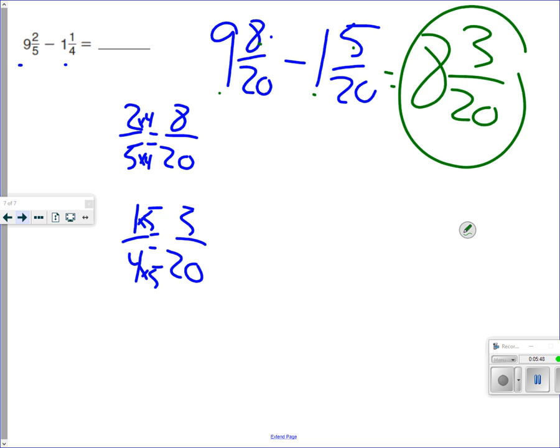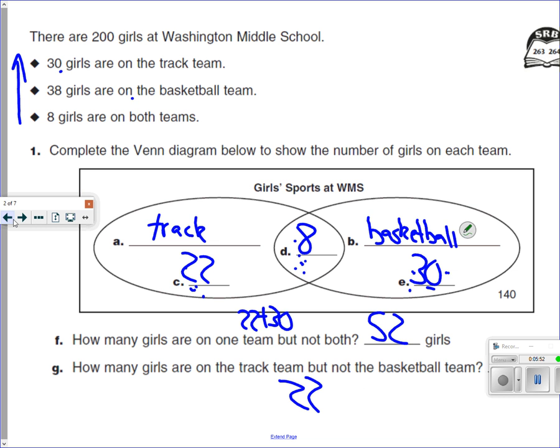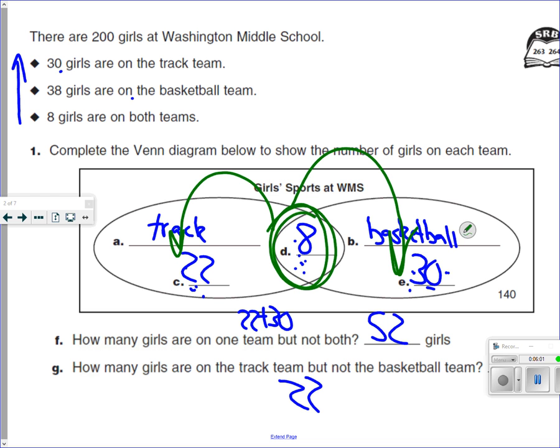Hopefully this helped a little bit today. Just keep in mind with the Venn diagrams, the number one thing that kids get mixed up with is that they forget that this middle number is actually part of that number and part of that number. That's what kids forget. So how many people were in track? 30. How many people were in basketball? 38. Okay, keep that in mind.